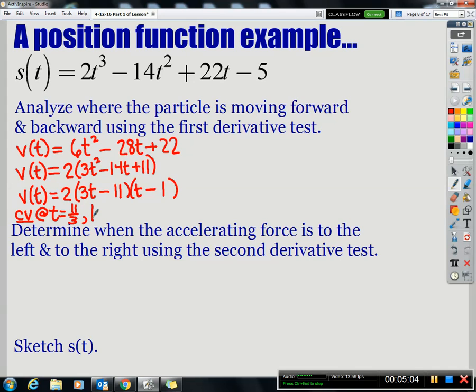Now, if you're thinking, why is she doing this? I know that the particle is moving forward when the velocity is positive, and the particle is moving backward when the velocity is negative. So what I'm going to do is build a sign chart just like always. So I'm going to have 1 and 11/3.